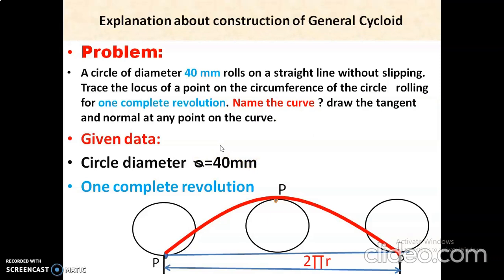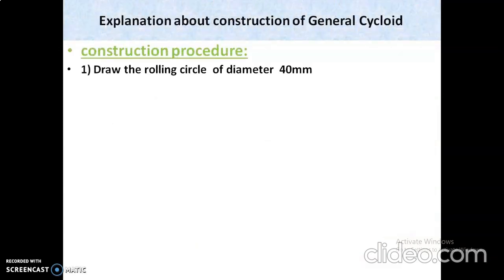Okay. So all of you listen carefully. All of you observe carefully this construction procedure. If you want to construct a general cycloid, here we have some points. The first point: draw the rolling circle of diameter 40 mm. A second point, divide this circle into 12 equal parts.